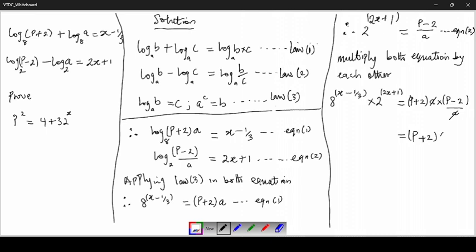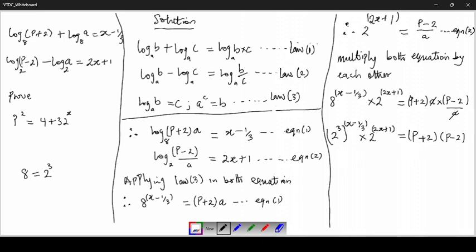p minus 2, and then I'm going to convert 8 to have a base of 2. We are going to convert 8 as an index notation to have a base of 2. And we all recognize that 8 is the same thing as 2 raised to the power of 3. So applying that, I'm going to say 2 raised to the power of 3 all in a bracket, x minus 1 over 3 all in a bracket, then times 2 raised to the power of 2x plus 1 all in a bracket.